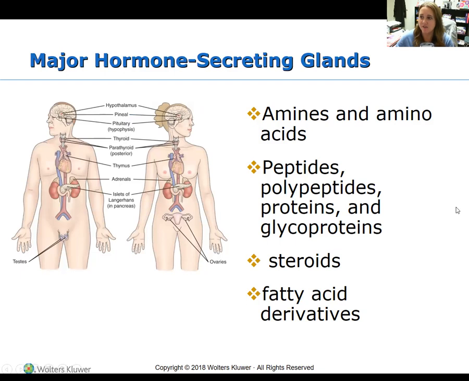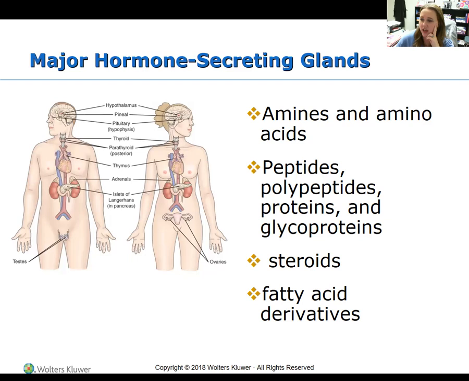What types of categories of hormones does our body make? We make amines and amino acids. Those would be epinephrine, norepinephrine, and thyroid hormones. And then we have peptides, polypeptides, proteins, and glycoproteins. So that would be our thyrotropin releasing hormone, or TSH, the follicle stimulating hormone, FSH, and growth hormone, or GH. And then steroids, pretty self-explanatory. So we've got our corticosteroids. Those are the hormones that are produced by our adrenal cortex. And then we have fatty acid derivatives, which are retinoids.